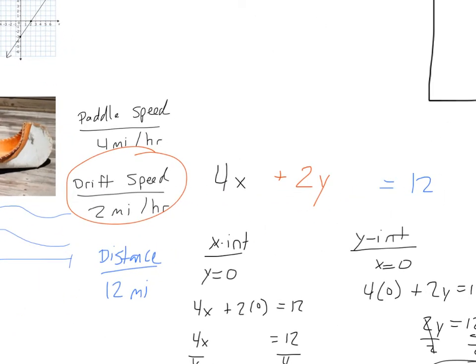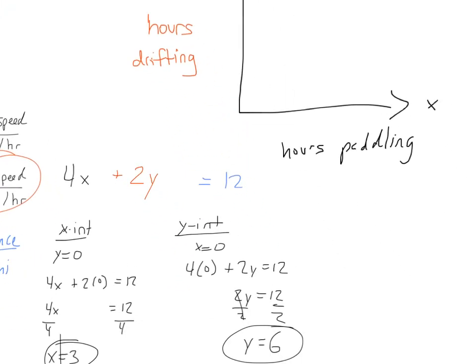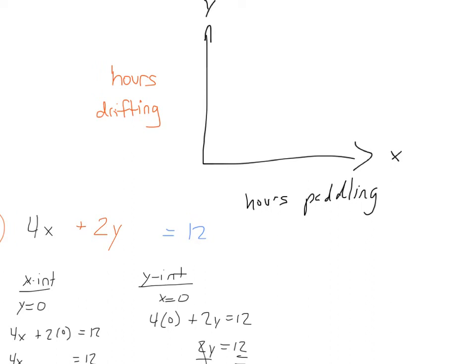Now, what did y stand for? Well, in our equation, we had 2 times y. What was 2? 2 was the drift speed, so 2 miles an hour times the number of hours you drift for had to get me 12. So the y-axis is going to stand for the hours drifting. And then I'm just rough sketching this, but doing my best to keep all things equal.